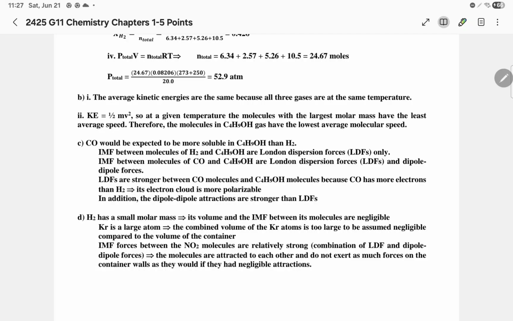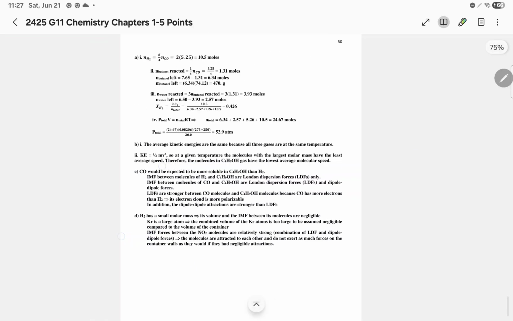CO would be expected to be more soluble because the IMF between molecules of H2 and C4H9OH are London dispersion forces, LDFs, and between CO and C4H9OH are LDFs and dipole-dipole forces. Now, LDFs are stronger between CO molecules and C4H9OH molecules because CO has more electrons than H2, so its electron cloud is more polarizable. And dipole attractions are stronger than LDFs, and CO has those. That's why it would be more soluble. I don't know if we actually need to know this information, but sure.